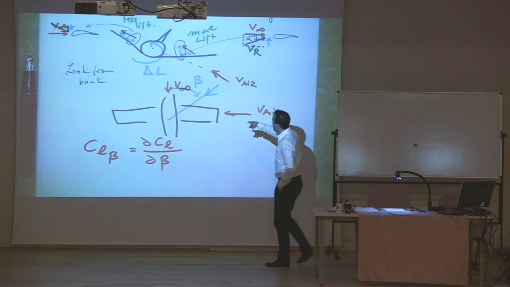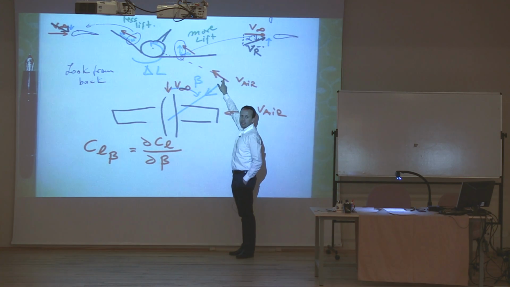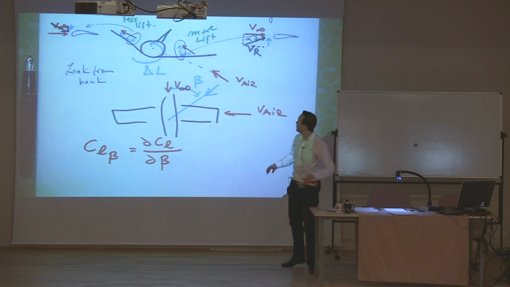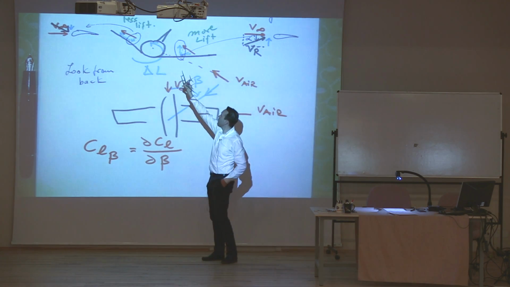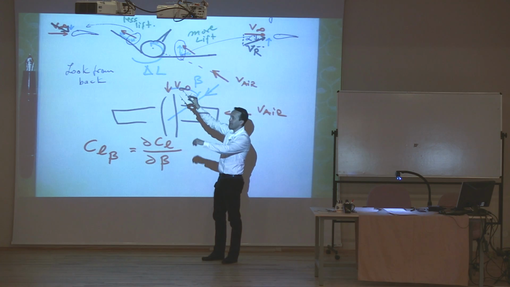Let's start here. Was that a positive beta or a negative beta? If we are looking from the back, so the airplane is sliding like that, is it a positive beta or a negative beta? It's a positive beta, right? Sliding like this.